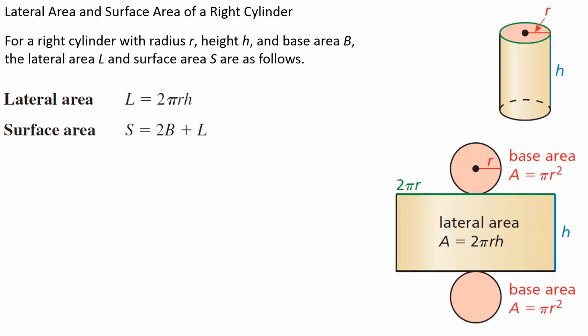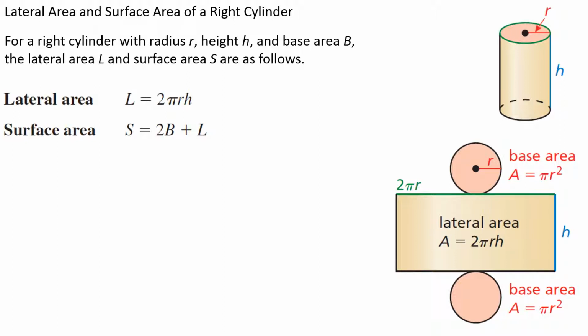The lateral area is actually just a rectangle, so you just got to do length times width. Length, 2 times pi times r, because that's how far it is to wrap around that circle. Height, h, would be the height of the cylinder. Right? So length times width, 2 pi r times h, gets you 2 pi r h.